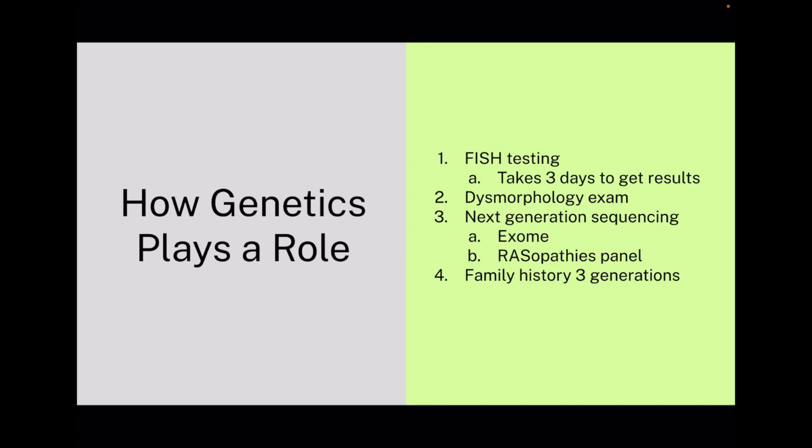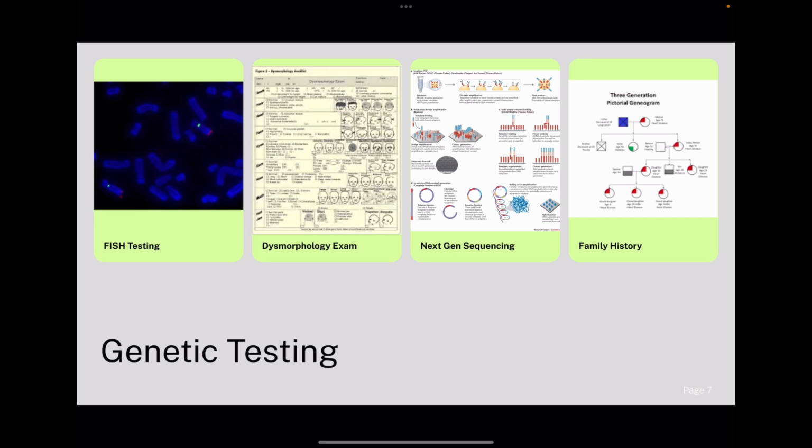The next one is next generation sequencing, which can sequence billions of DNA fragments in parallel. There's the genome, which analyzes the protein coding regions of genes to find genetic causes of conditions. And then there's also the RASopathies panel, which analyzes genes that specifically affect the RAS/MAPK pathway, and that is specific to Noonan syndrome. And lastly, they'll also do a family history 3 generations back to see if this is truly an autosomal dominant disorder.